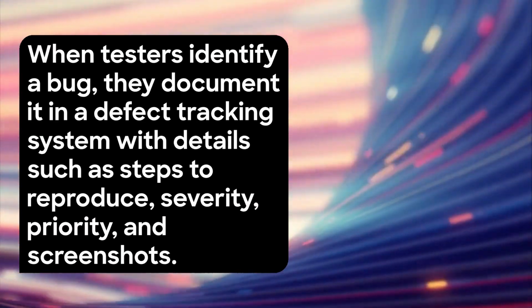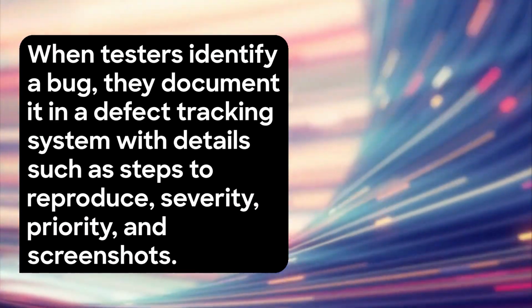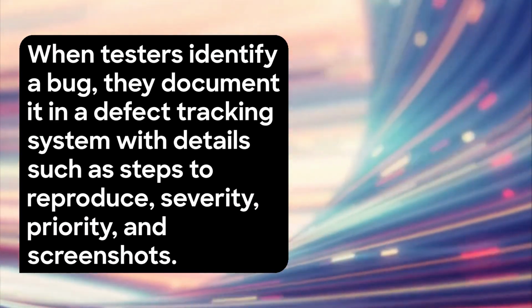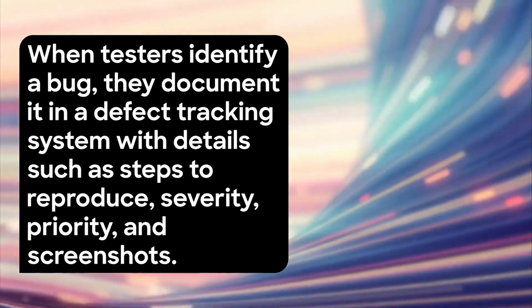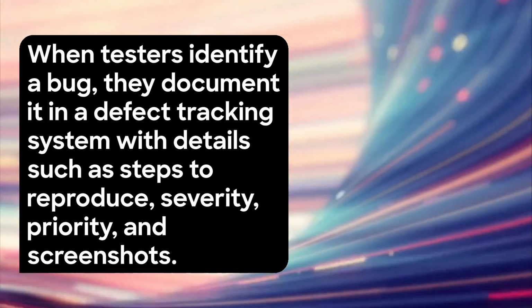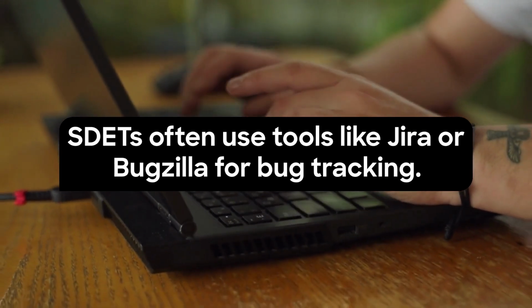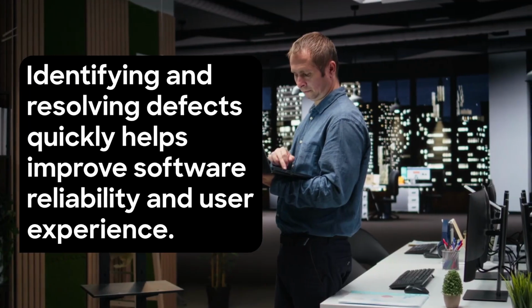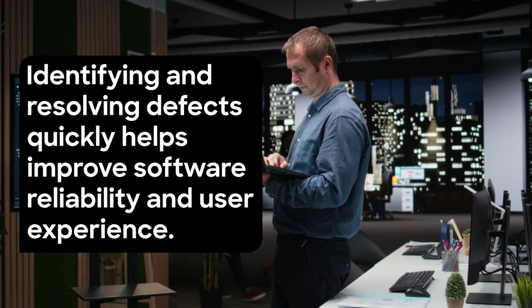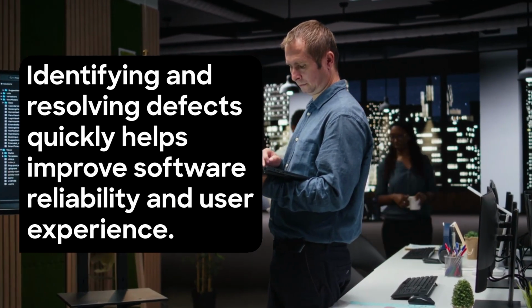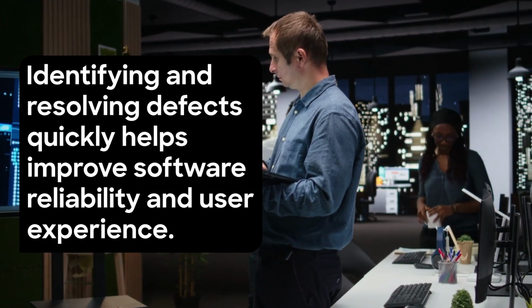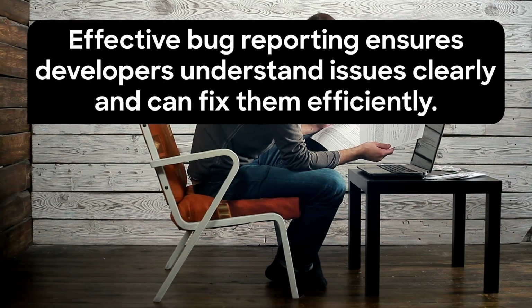When testers identify a bug, they document it in a defect tracking system with details such as steps to reproduce, severity, priority, and screenshots. SDETs often use tools like Jira or Bugzilla for bug tracking. Identifying and resolving defects quickly helps improve software reliability and user experience. Effective bug reporting ensures developers understand issues clearly and can fix them efficiently.